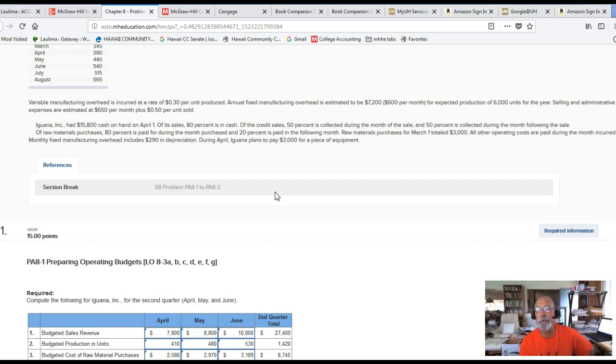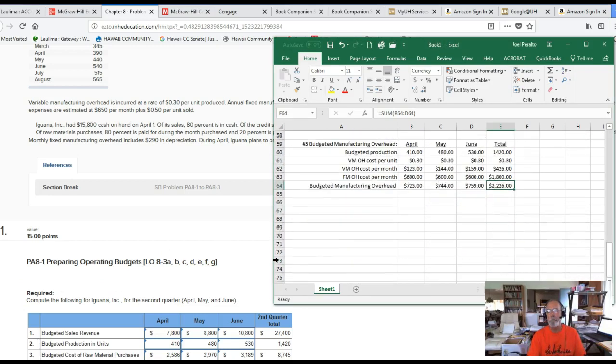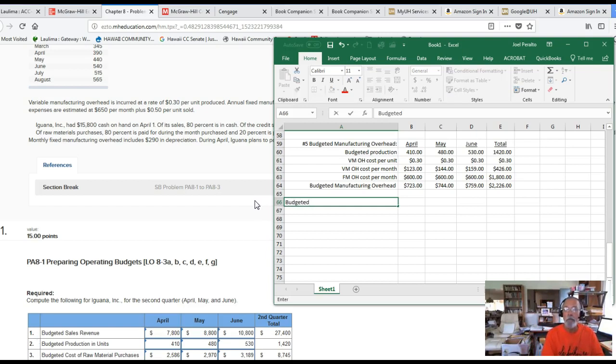Budgeted cost of goods sold. Cost of goods sold, we need our units sold times total unit cost. So we're going to need kind of a two-step process here. We need to get our unit cost. How should we format this? Budgeted manufacturing costs per unit.